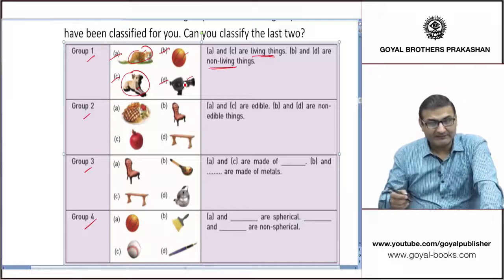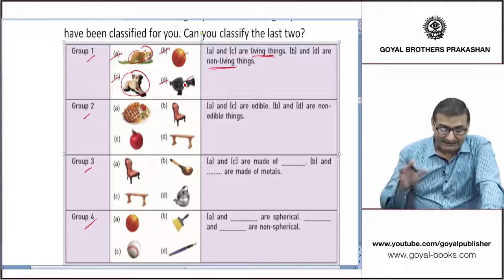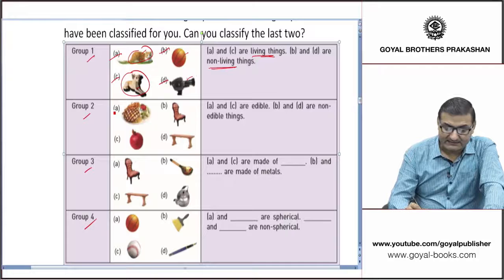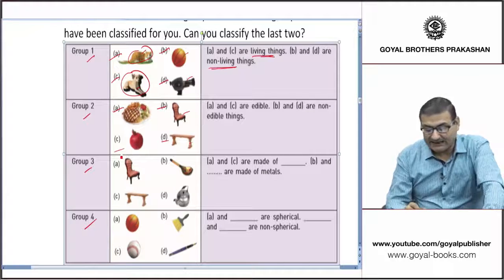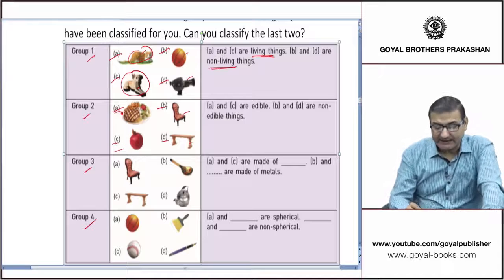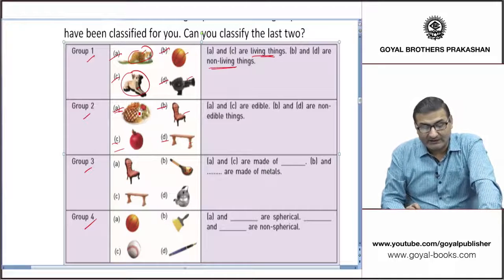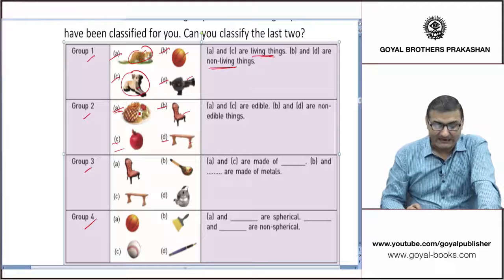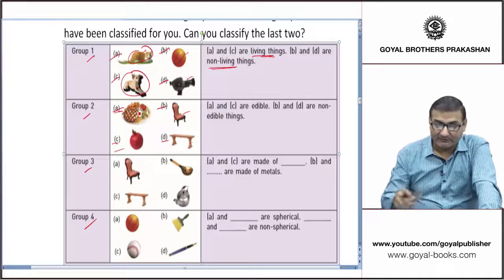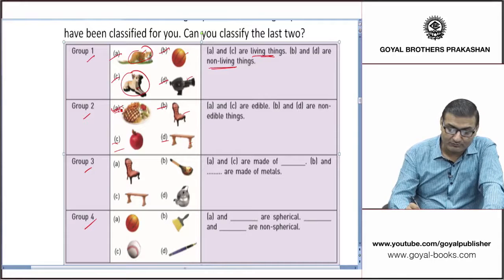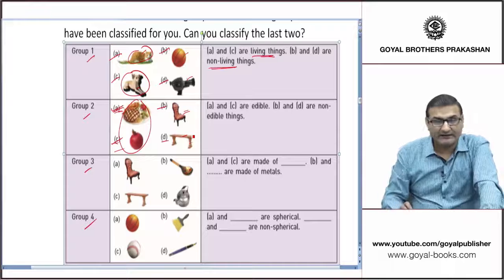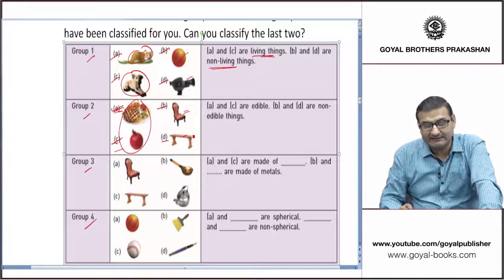Now second, if we are talking about non-living, another example we can take. This is A, B, C, D. We are given a bench and a chair, and I think this is pomegranate and this is pineapple. Now if we are going to classify these things, how are we going to classify? Now the way of classification is different. We classify these two, A and C, as edible, whereas these two are non-edible. We cannot eat the chair, we cannot eat this particular bench, right?